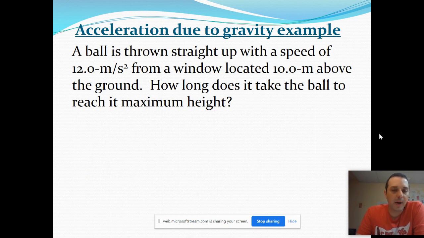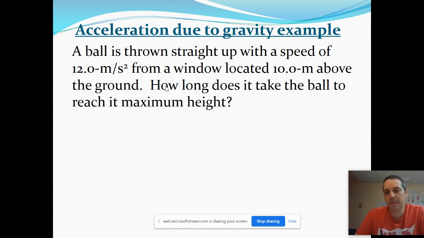This example, I would like you to try in your notes right now. It talks about a ball being thrown straight up with a speed of 12 meters per second from a window that is 10 meters above the ground. I want to know a couple different things. You can see this in your notes. What I'm asking you for is how long does it take to reach its maximum height? What maximum height does it reach? And what speed does it hit the ground with? Please note that I do have a typo in here. It's not 12 meters per second squared. It's 12 meters per second.